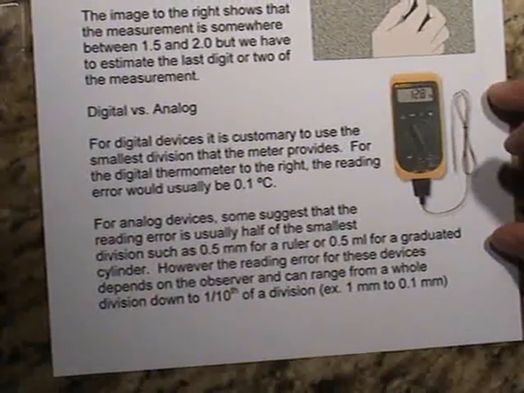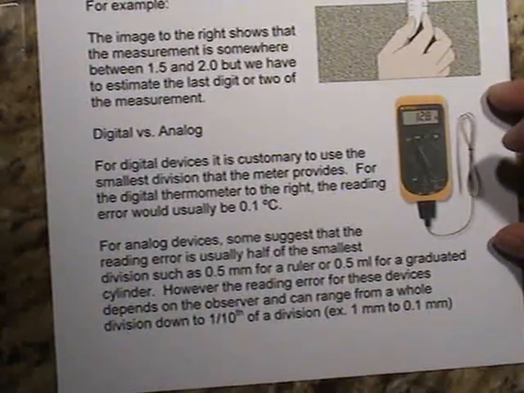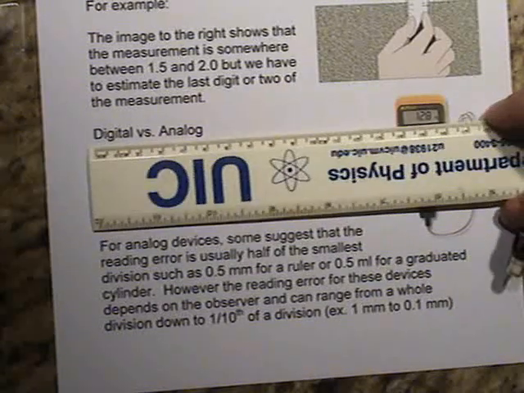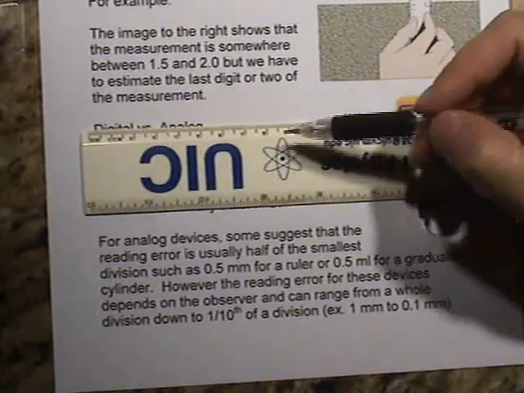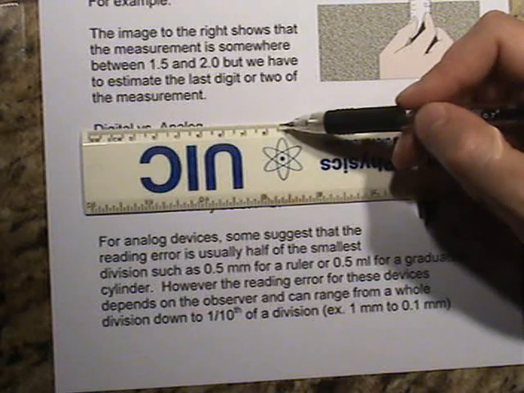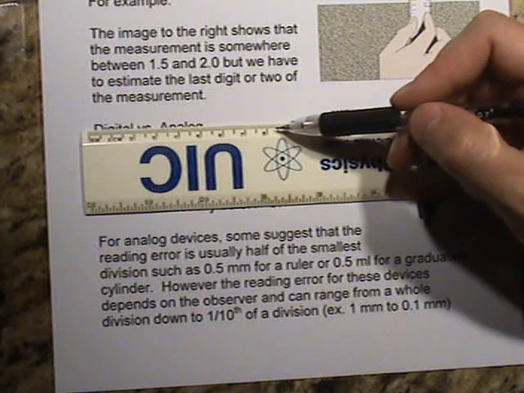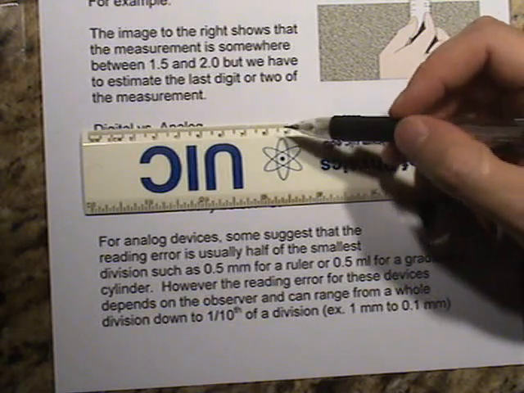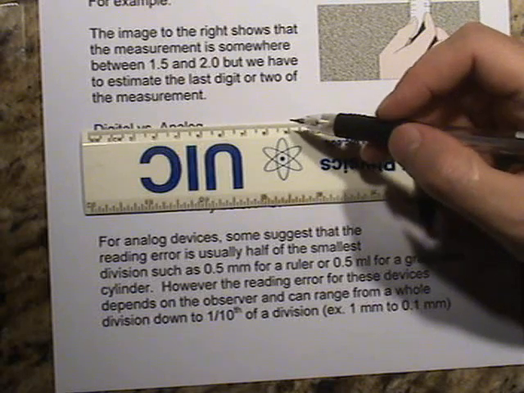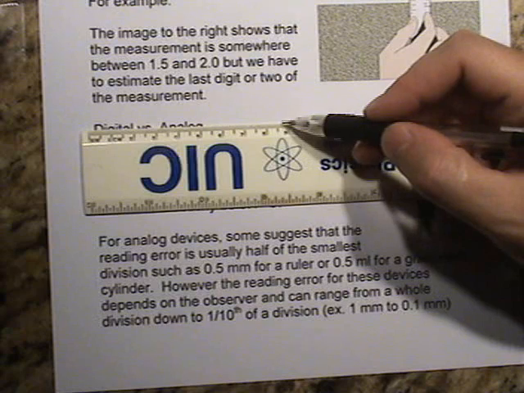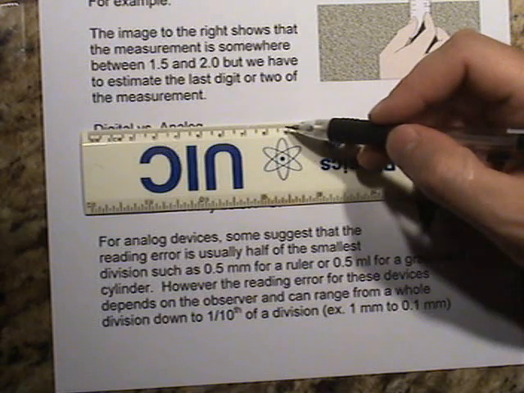For analog devices, it's a little bit different though. We'll use the ruler as an example. In this one, the smallest division is 1 millimeter. So we might say that the reading error is as large as 1 unit. So I could say it's plus or minus 1 millimeter. But as a reasonable person, I think it would be reasonable for me to expect that you would at least try to read between the lines. It's a very challenging thing to do.